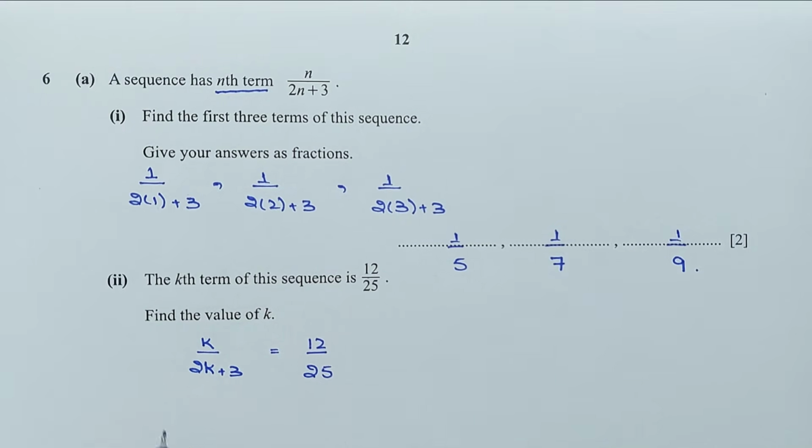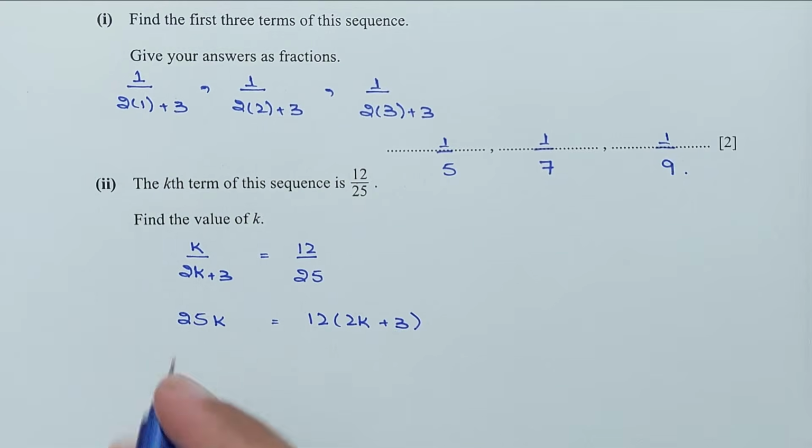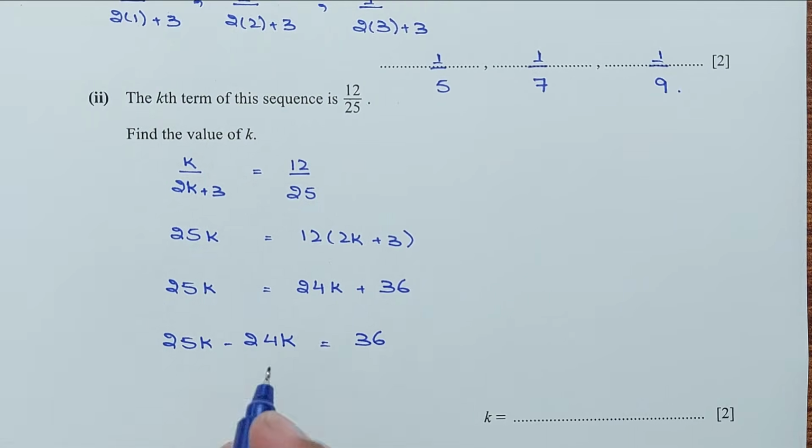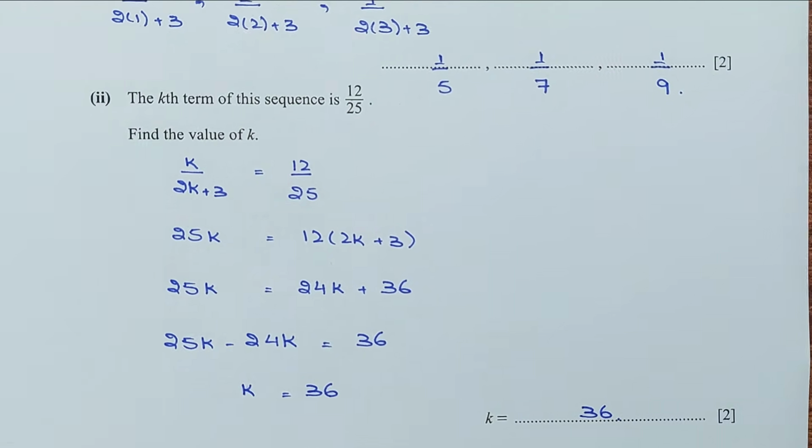Cross multiplication and solving for k. So this is 25k and this is equal to 12 into 2k plus 3, right? For this simplification, we have 25k equals 12 times 2, which is 24k, and 12 times 3, which is 36. So 25k minus 24k equals 36. So 25 minus 24 is 1, so k is 36. So the k value is 36. It means the 36th term of the sequence is 12 over 25.